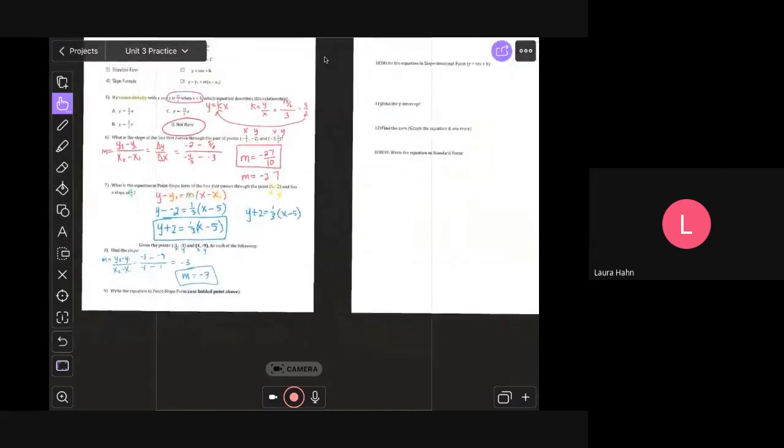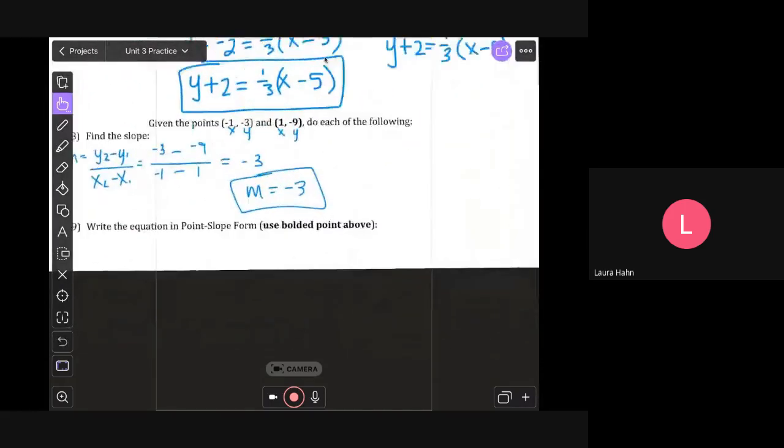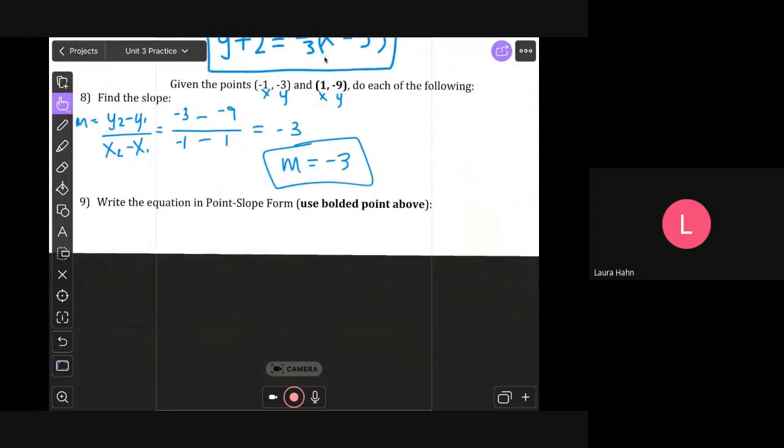Well, I didn't leave much room, but we can fit it on here. It says write an equation in point slope form. It's telling me to use the bolded point above. The name tells me what I need. I need a point and I need the slope. The point it's telling me to use is the bolded one, this one right here. And the slope we just found was this guy right here.